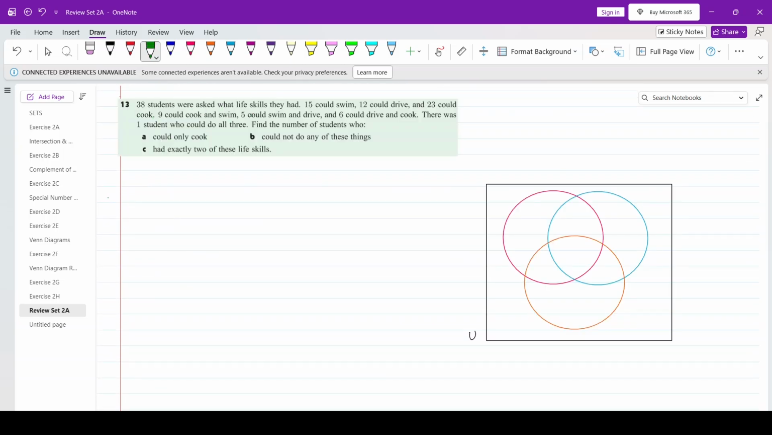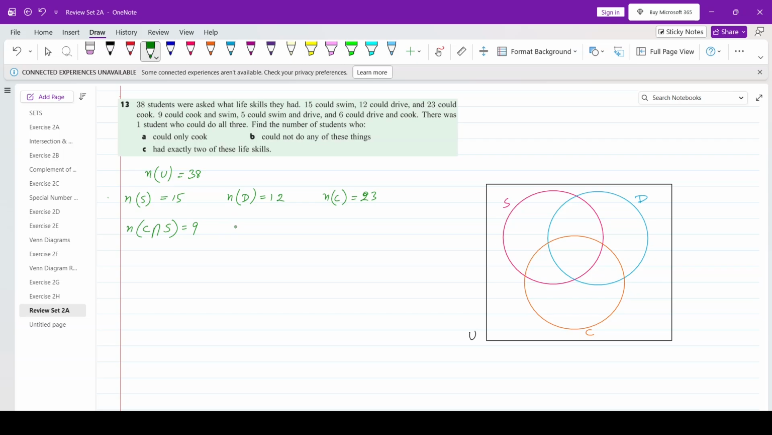38 students were asked what life skills they had. 15 could swim, 12 could drive, and 23 could cook. The number of elements in the universal set is 38. The number of elements in swimming is 15. The number of elements in driving set is 12. The number of elements in cooking set is 23. 9 could cook and swim. So the number of elements in cooking and swimming is 9.